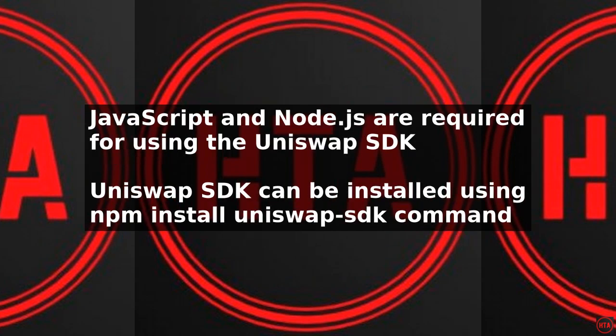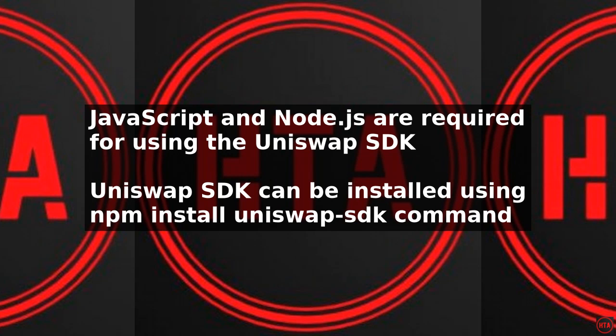The first step is to import the Uniswap SDK into your project. You can do this by using the import statement at the top of your JavaScript file. Once you have imported the SDK, you can use its functions and classes to fetch data from the Uniswap protocol.